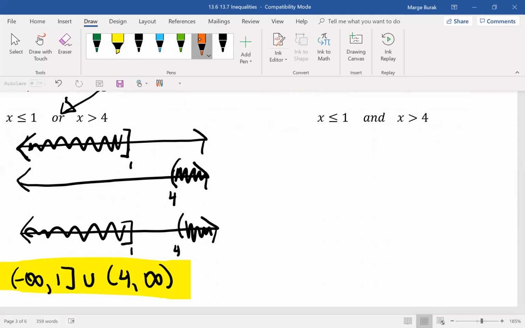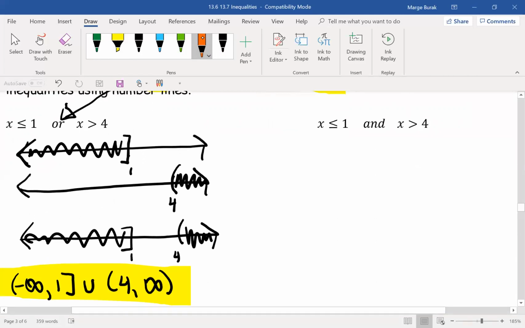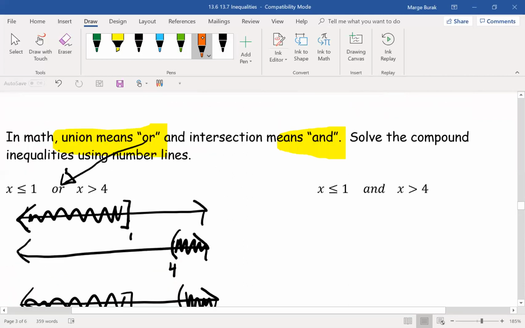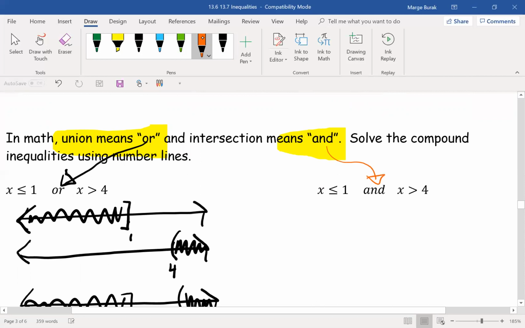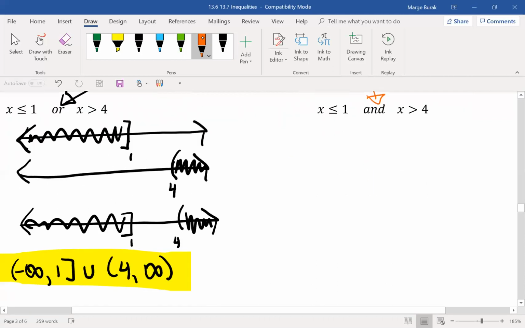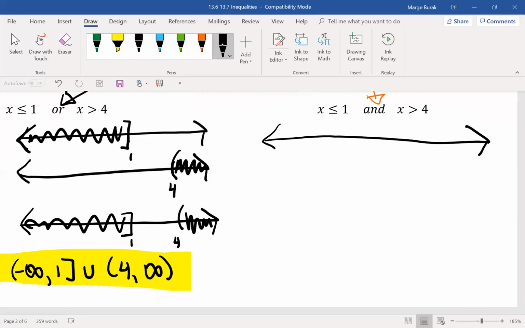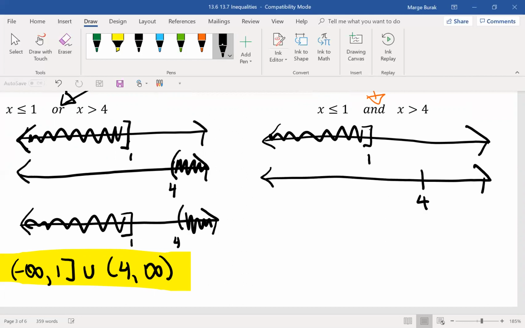All right, now let's look at the other side of the problem, because it says "and," which is the intersection. Okay, so I'm going to do the graphs over because it's underneath here. So this one again was everything less than or equal to 1. And this one was everything greater than 4. Okay, now where are the numbers that are in both? Because "and" means they have to be in both. There aren't any. And so this answer is no solution.